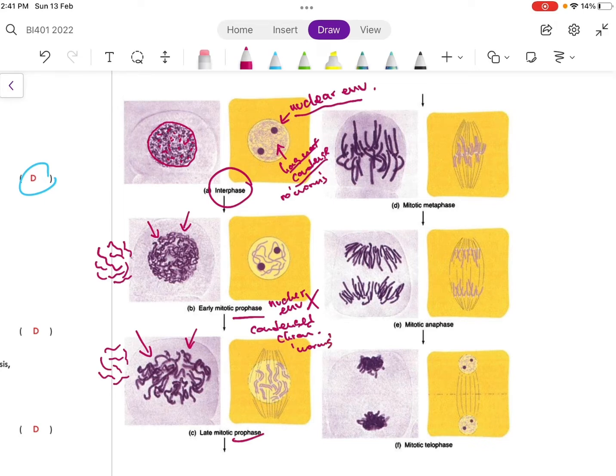In fact, in late prophase, notice you cannot even see the nuclear envelope anymore. You don't see any circle at all. The worms are kind of dispersing already.